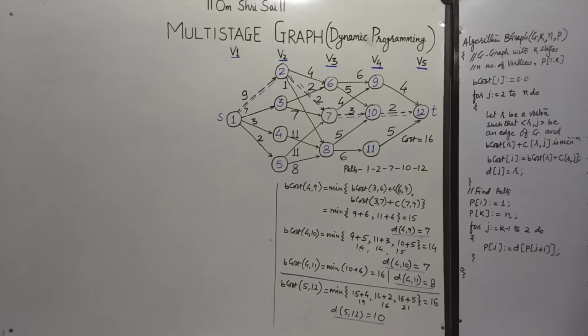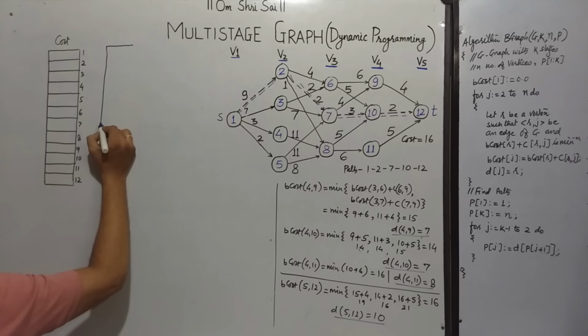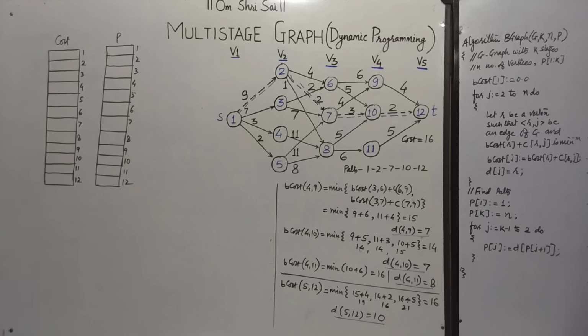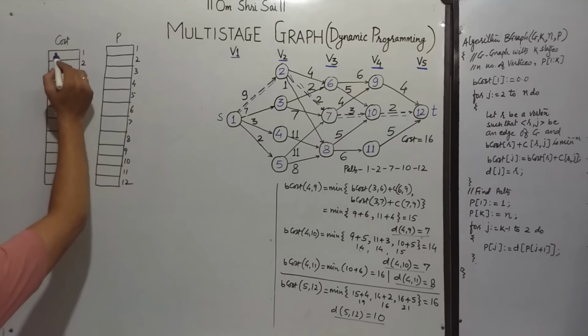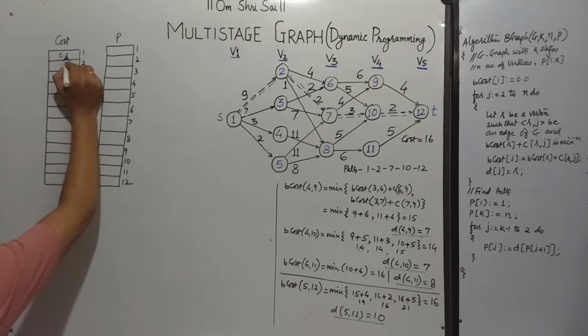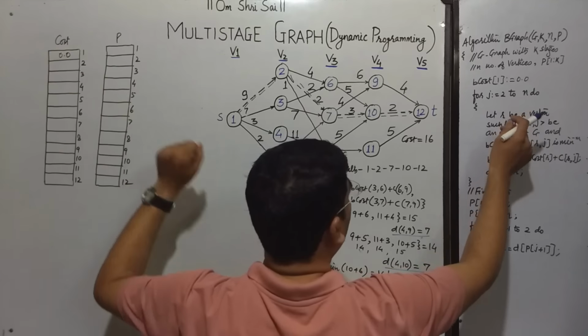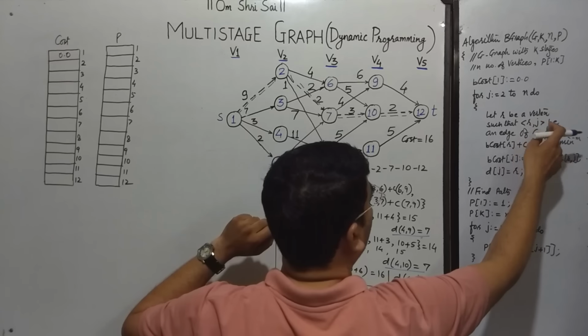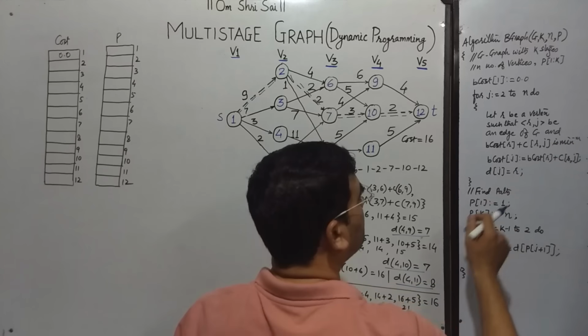So we'll be having 2 arrays, cost array, and the another array will be the path array. Okay, so this is the cost array and this is the path array. So let us start with b cost of 1, that is 0.0. So this is b cost of 1 is 0.0. From j is equal to 2, तो यहाँ से हम लोग शुरुआत करेंगे. Let r be a vertex such that j of r be an edge of g and b cost of r plus c of rj is minimum.